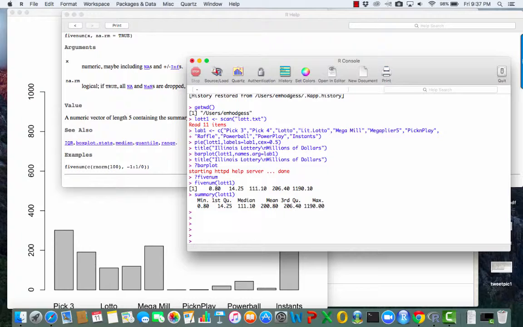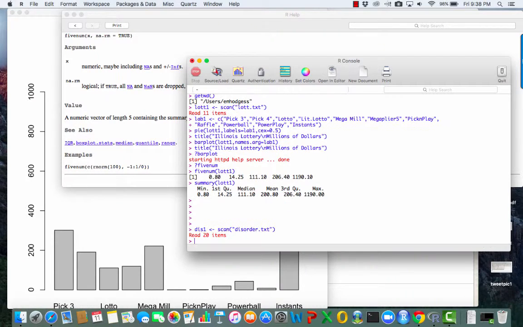So we are going to put in DIS1, referring to disorder, assigns scan. It's my file called disorder.txt. And enter.